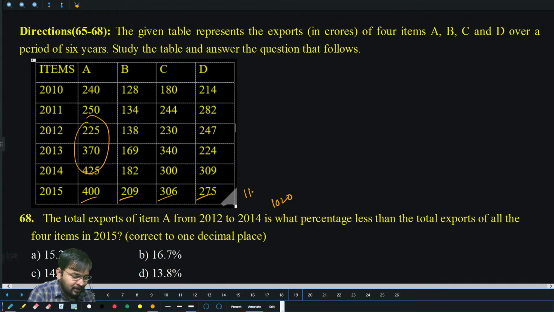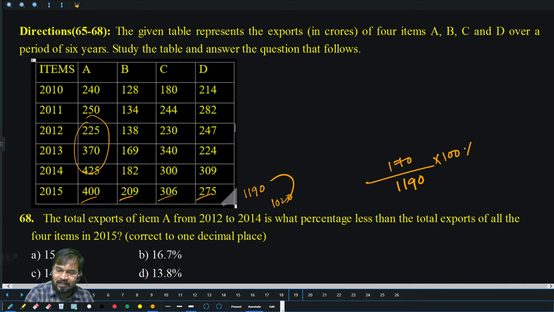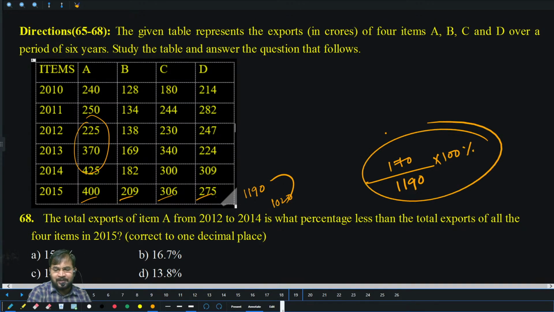So 1190, they compared with 1190, yes or not? The difference is 170. So 170 is how much percentage of 1190? 10% is 119. Still how much do I need? 51. This is approximately 12, so taking 1% as 12, how many times does it go into 51? 4 times. So our answer is 14 point something.